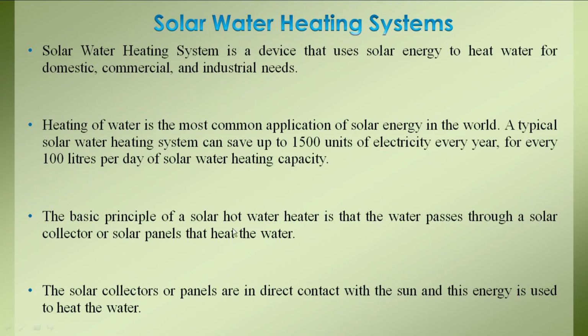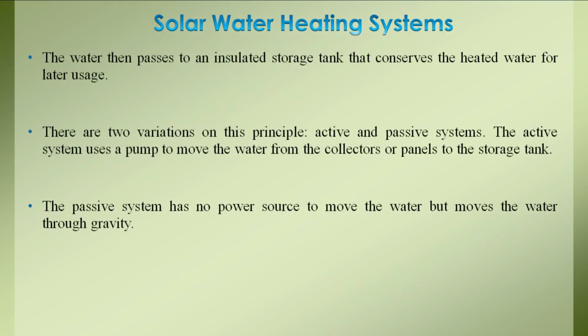The basic principle of the solar hot water heater is that the water passes through a solar collector and the solar panels heat the water. Like the solar panels that we use in PV systems, the same principle is applied, but here the heat energy or thermal energy of the sun is utilized to heat the water. The solar collector or panels are in direct contact with the sun and this energy is used to heat the water for various applications.